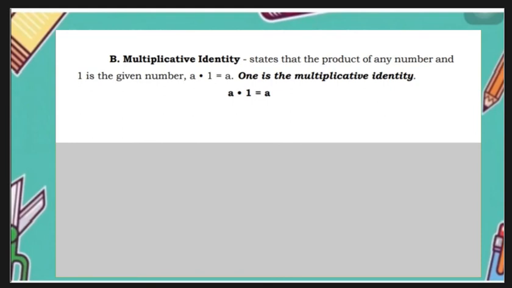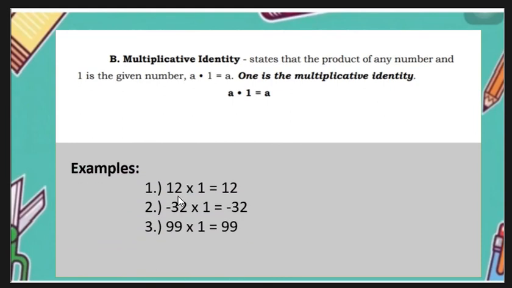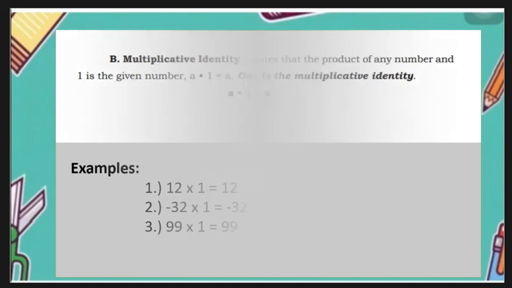For example, example number 1, we have 12 times 1 is equal to 12. Negative 32 times 1 is equal to negative 32. 99 times 1 is equal to 99. Okay, next.